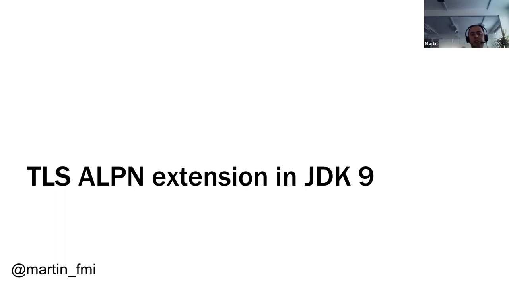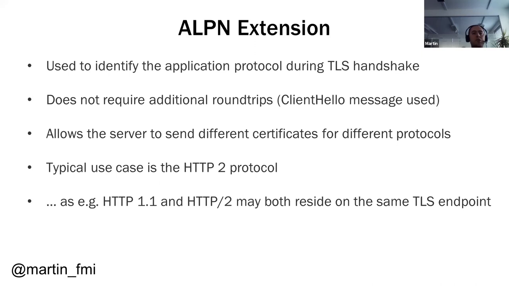Another interesting extension around TLS is the ALPN, or the Application Layer Protocol Negotiation Extension, which is also added in JDK 9. The extension is used to identify the application protocol during the TLS handshake process. This means that using this extension, the client and the server can negotiate the exact application protocol to use for the communication. The ALPN extension does not require additional round trips in terms of additional TLS handshake messages. The client hello message is used for the purpose.